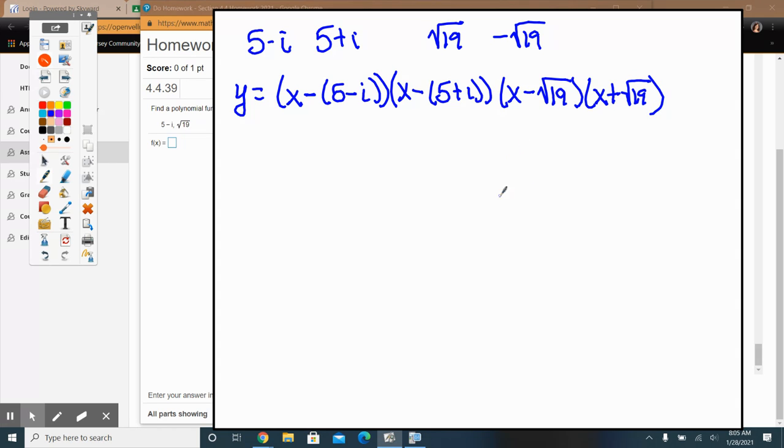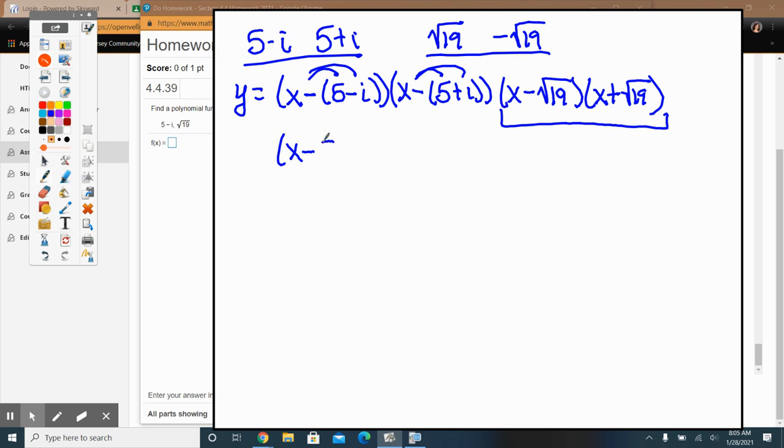Okay, so now what do we do? Well, these are conjugate pairs and these are conjugate pairs. And my advice to you is always to multiply the conjugate pairs together. So we're going to multiply these and we'll multiply these. But first, let's clean this up a bit. Let's distribute that negative to both pieces so that it looks more normal.